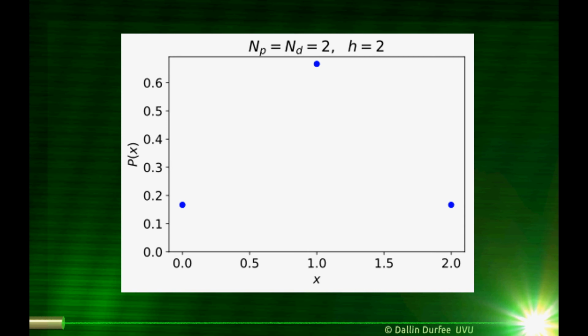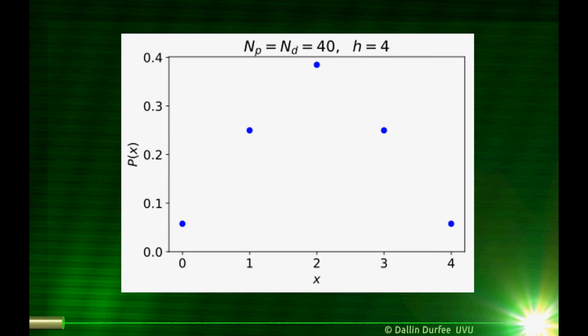So let's see what happens when I have more coins. Here's what I get if I have 40 pennies and 40 dimes and exactly 4 of them are heads. So here's the probability of having 0 pennies heads all the way out to 4 of the pennies are heads. So all of the energy with the pennies. And you see the highest probability is splitting the energy half and half because my 2 systems have equal heat capacity, right? They have equal capacity to hold heads.